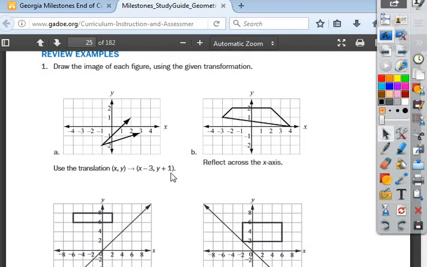If I reflect across the x-axis, you find the x-axis and see how far away each point is. So this point right here is on it, that stays. This point is 2 spaces up, so I go 2 spaces down. This point is 1 space up, 1 space down, and then I just reflect.